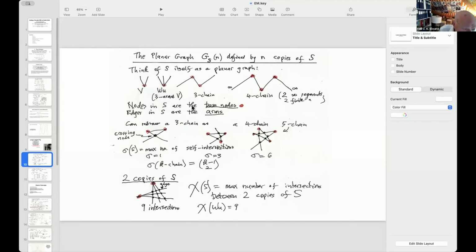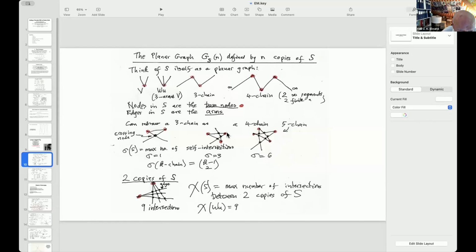Now, suppose another thing is, of course, this 3 chain, you can move this arm around over there, and you get something that looks like this. I think of this as a picnic table. It's got a top with 2 legs, right? And you've picked up 1 intersection, 1 crossing, which is marked in black.